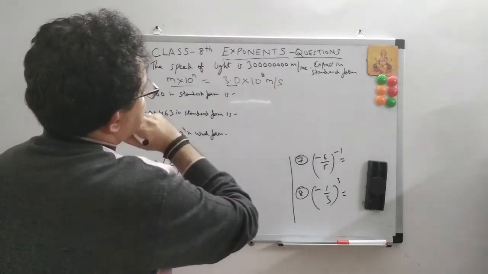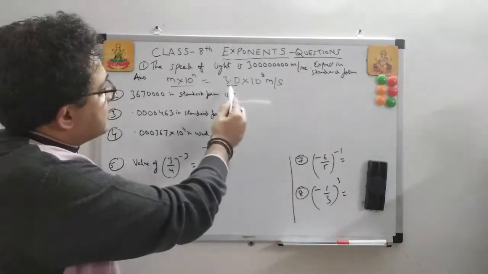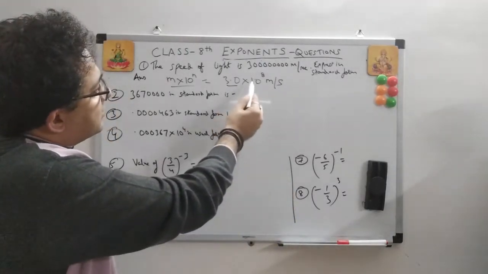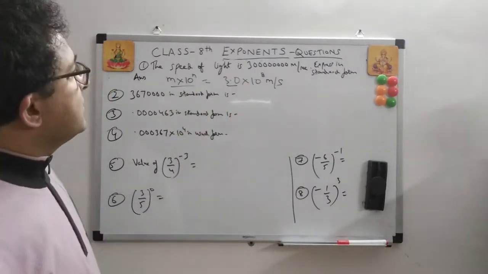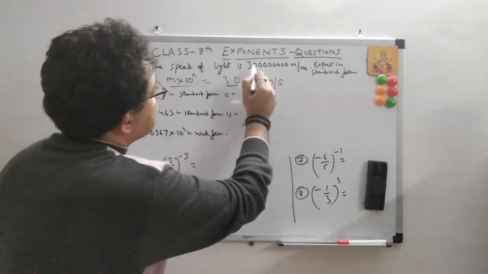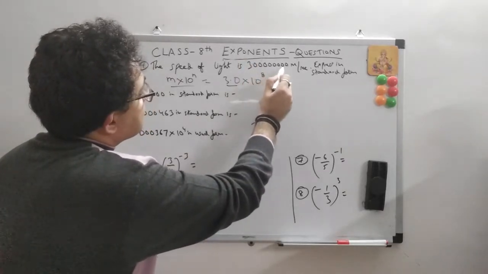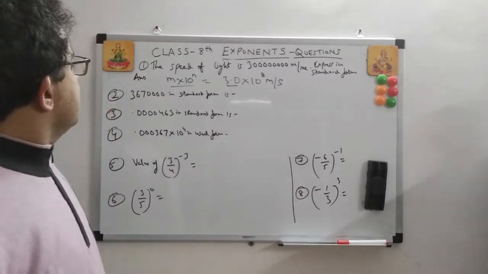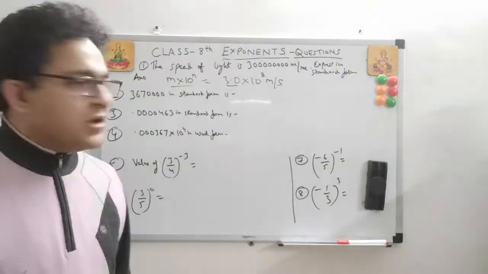This is a number between 1 and 10. As I told you, a number between 1 and 10. Decimal number 3.0 into 10 to the power 8. It has to be in this form. The speed of light will be how many zeros? If I put a point here, because it has to be this way only, 1, 2, 3, 4, 5, 6, 7, 8. This is the speed of light in standard form. Now let's move further.